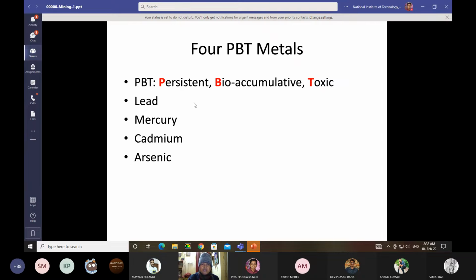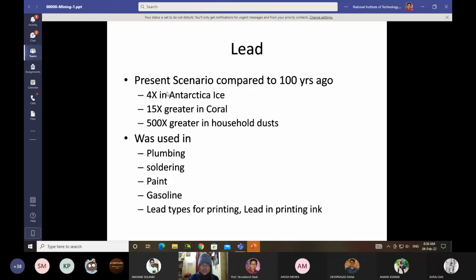So, for PBT, PBT means persistent, bioaccumulative, toxic metals. Lead is very toxic, mercury is very toxic, cadmium is very toxic, arsenic is very toxic. So these are the four persistent bioaccumulative toxic metals. In the present scenario, lead is 4 times greater in Antarctic ice, 15 times greater in coral, and 500 times greater in household dusts compared to 100 years ago. It was used in plumbing, soldering, paint, and gasoline. Lead is used for this purpose.